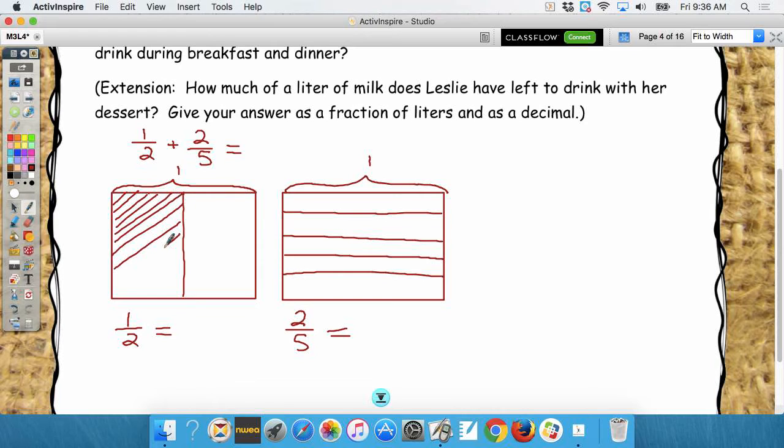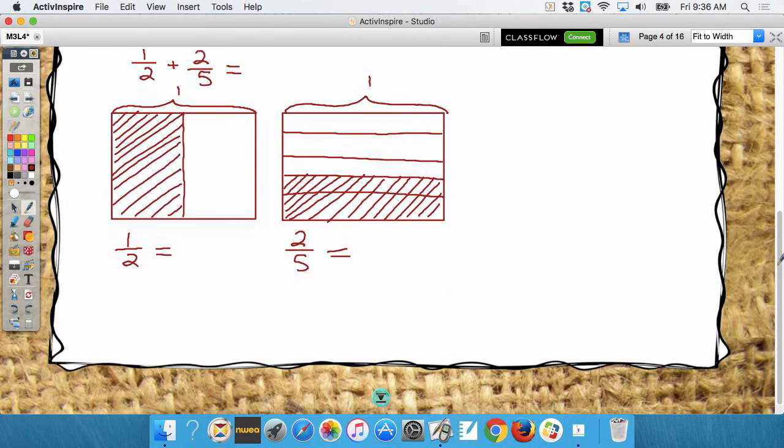And be careful of the shading. Make sure you shade at the bottom. Work your way up on this right side. Now, remind me how to get the common denominator, the new denominator that's the same. Multiply what? 2 times 5. So what do I get? 10. Then I combine lines or move the lines over.